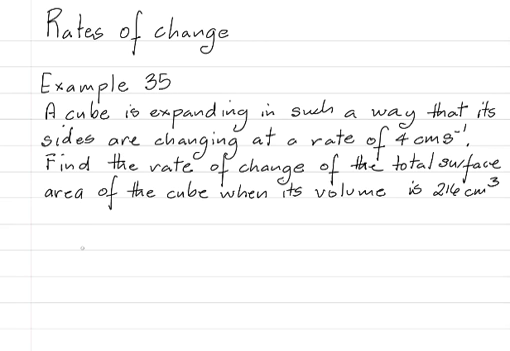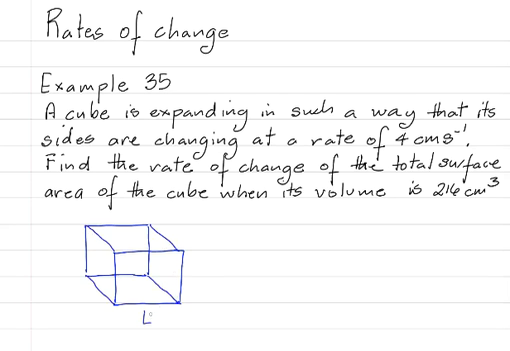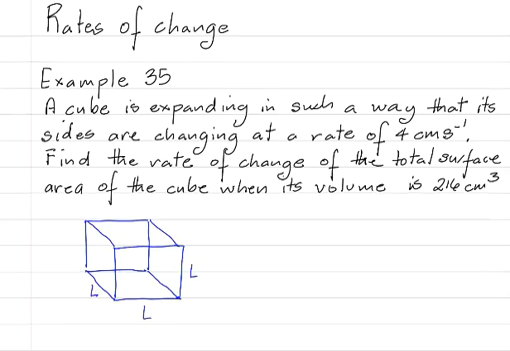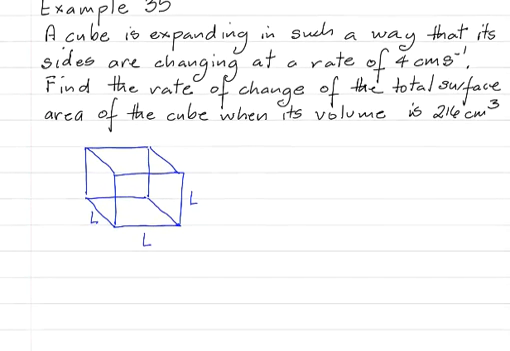Alright, so let's try and get an appreciation of what's happening here. So there's a cube, and the cube is of sides L by L by L. So we're told that the cube is expanding in such a way that the rate of change of its length with time, dl by dt, is equal to 4 centimeters per second.